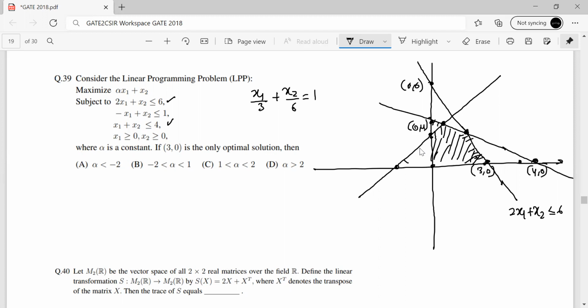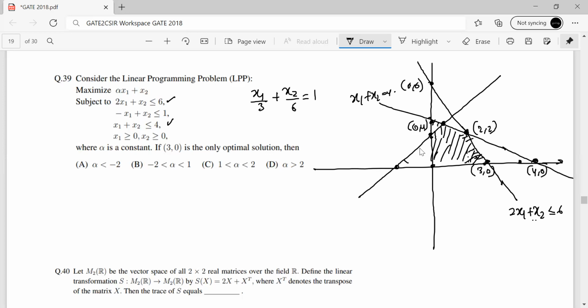We need to find out these points. So 3, 0, 4, 0. Once again, the line is 2x1 plus x2 is 6, and this line is x1 plus x2 equal to 4. So if I put here x2 equal to 4, I get x1 and x2 to be, once again, 2 satisfies: 2 plus 2 is 4, and 2 into 2 is 4 plus 2 is 6. So this point 2 comma 2 is satisfied. You can even solve it. I'm just checking which will satisfy.